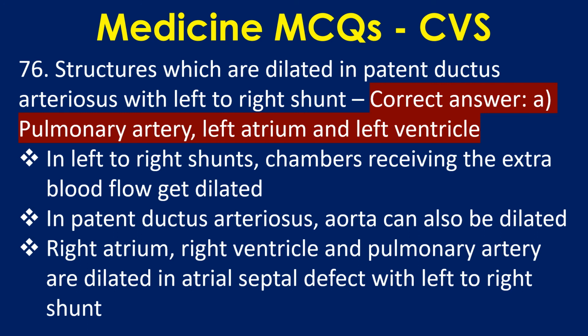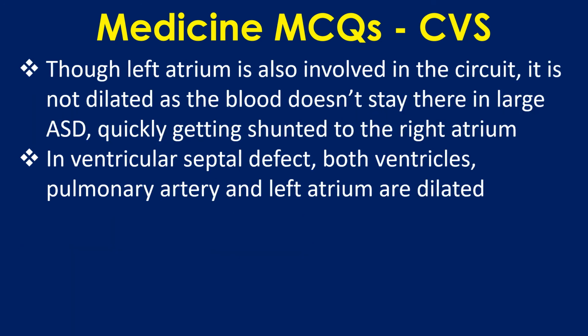Right atrium, right ventricle and pulmonary artery are dilated in atrial septal defect with left to right shunt. Though left atrium is also involved in the circuit, it is not dilated as the blood doesn't stay there in large ASD, quickly getting shunted to the right atrium. In ventricular septal defect, both ventricles, pulmonary artery and left atrium are dilated.